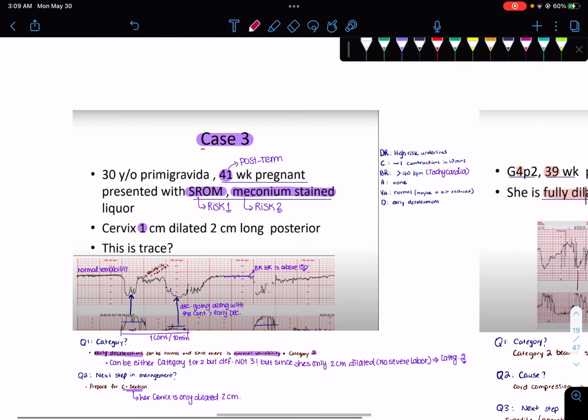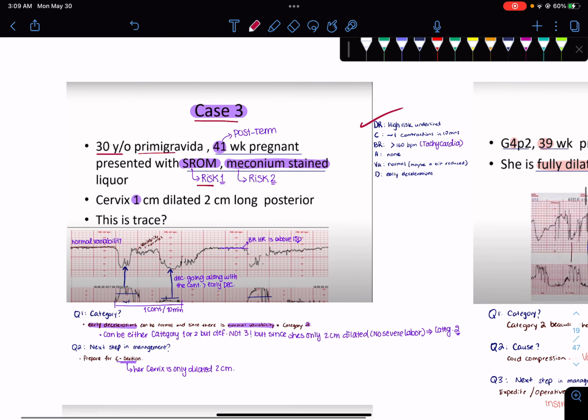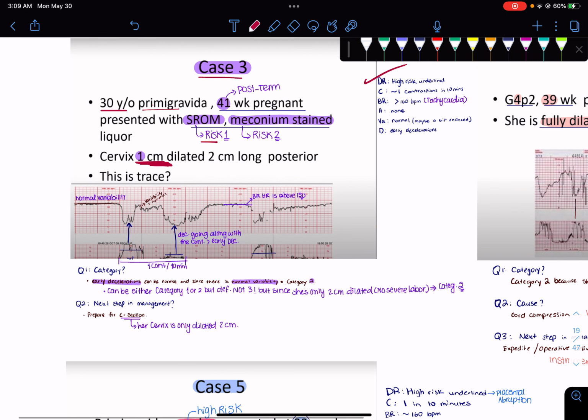Okay, moving on to case 3. So we have a 30-year-old primigravida, 41 weeks, post-term, pregnant, presented with the spontaneous rupture of membrane. So this is her risk. And also she has meconium stained liquor. So this is another risk. So she's considered a high-risk patient. Her cervix is only 1 centimeter dilated, 2 centimeter long, posterior. Okay, this is her CTG strip.